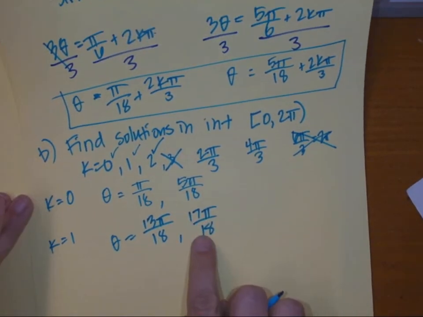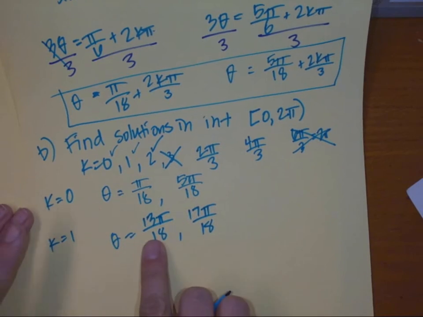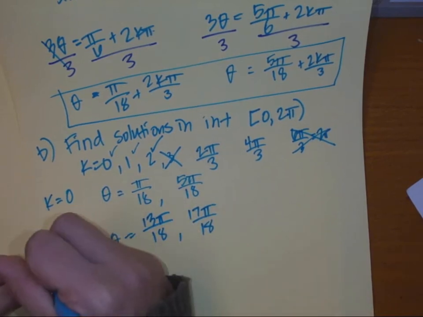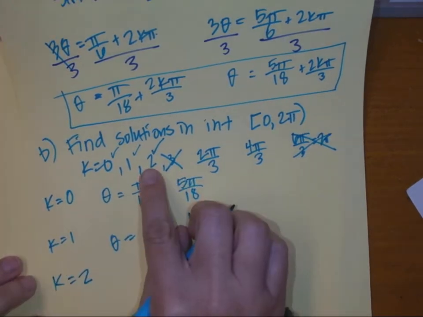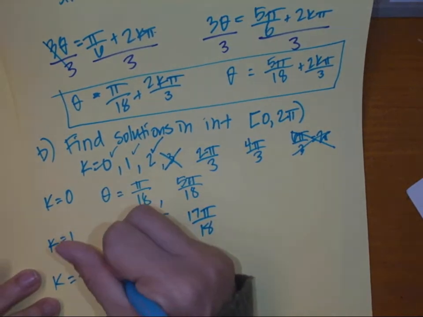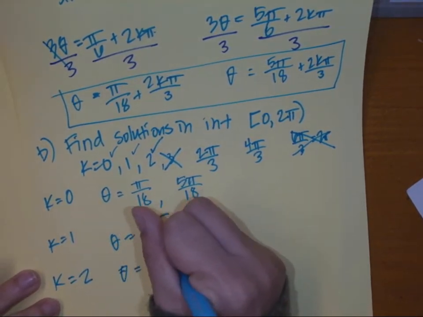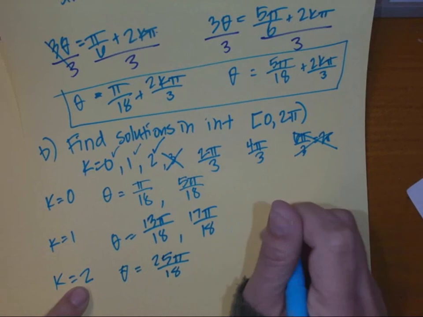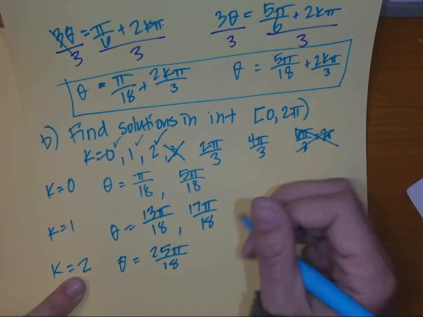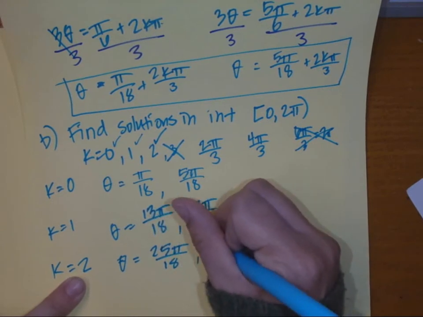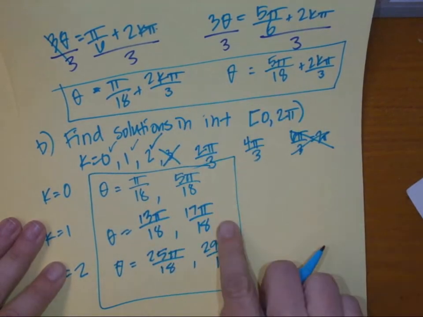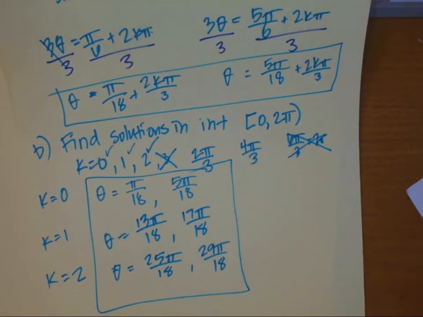Okay, and 17 pi over 18 is still in quadrant 2, so we're still within that one revolution of the unit circle. And then same thing for k equals 2. When I plug in 2, pi over 18 plus 4 pi over 3, I get 25 pi over 18. When I plug into here, 5 pi over 18 plus 4 pi over 3 gives me 29 pi over 18. So these are my 6 solutions in one revolution.